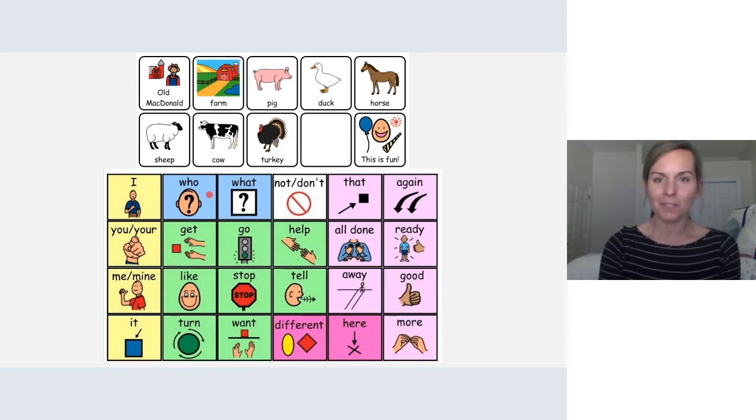What animal did Old MacDonald have on his farm? I think we saw a sheep. Old MacDonald has a sheep on his farm. What animal might be next? Let's go and find out.